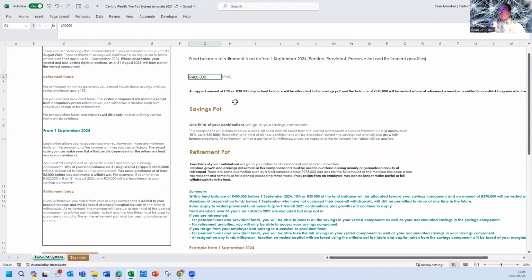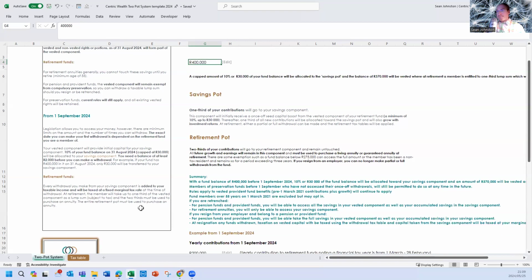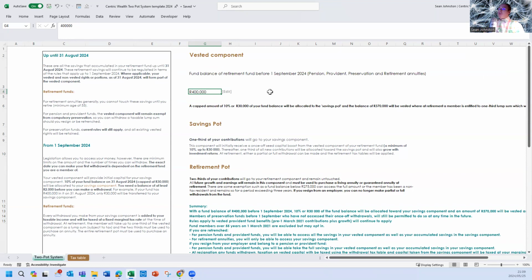And of course, with the savings pot, that becomes the 1/3, which you can then use as a lump sum, and that'll be taxed using the retirement tax tables, because now you're retiring from the fund. Right. So let's go and do an example now.